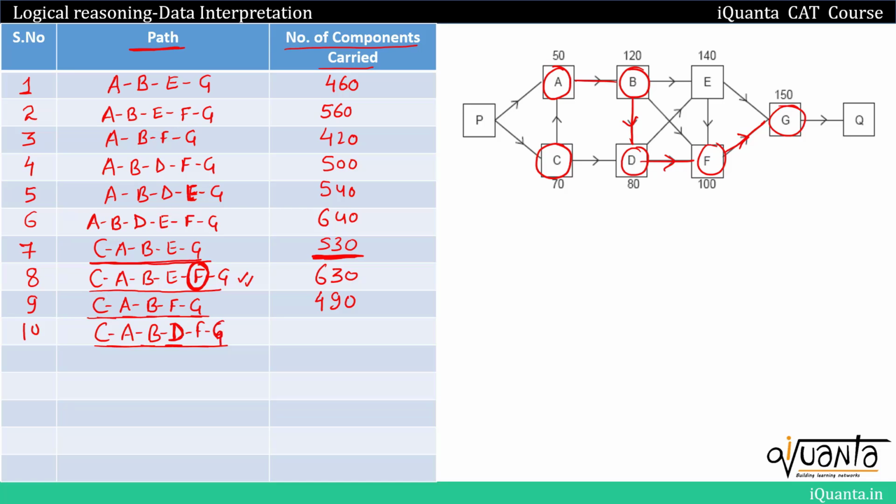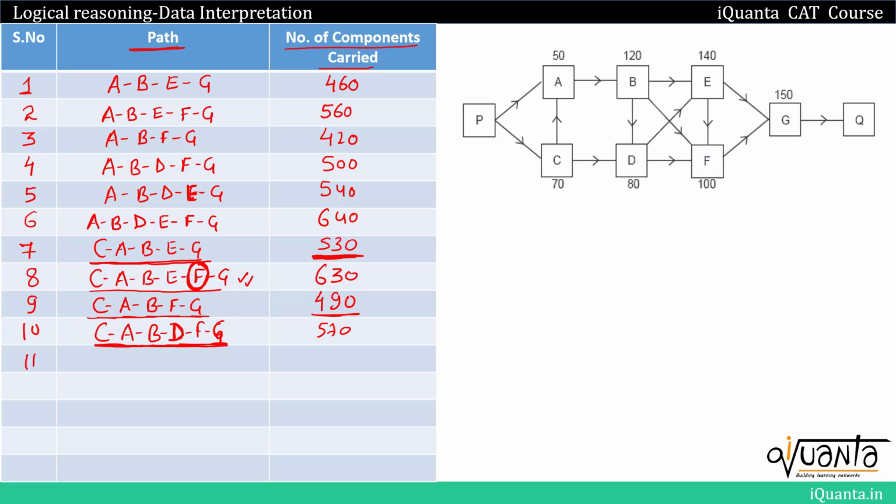So we'll just add the value of D to 490. What is the value of D? It is 80. So 490 plus 80 gives us 570. So in 10th route, we have gone through C, A, B, D, F, G. Let's look into the 11th route.